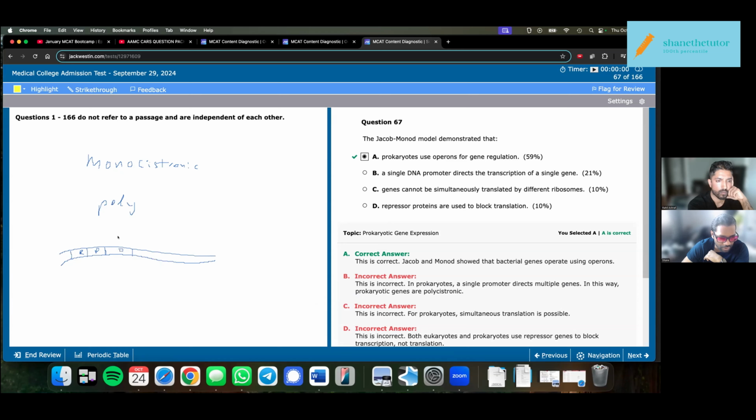But then we can have, for example, lac Z, lac Y, and lac A. So if this operon gets turned on, it will translate this polycistronic RNA to make the protein lac Z, the protein lac Y, the protein lac A, meaning it can make more than one protein. Yeah. Got it. Got it.